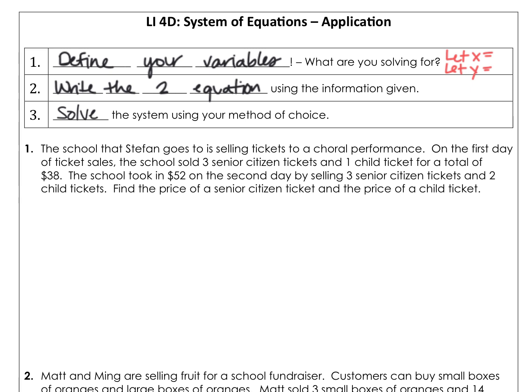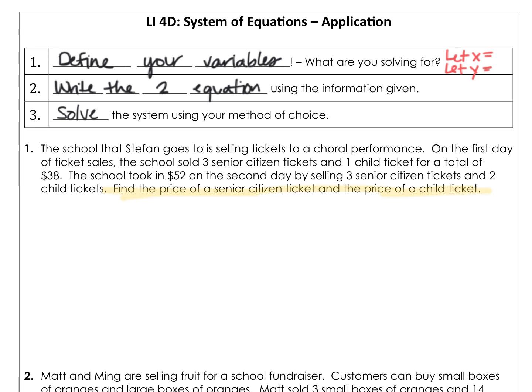Okay, the school that Stefan goes to is selling tickets to a choral performance. On the first day of sales, the school sold 3 senior citizen tickets and 1 child ticket, for a total of $38. The school took in $52 on the second day by selling 3 senior citizen tickets and 2 child tickets. And then this is the part that you need to pay attention to at first. Find the price of a senior citizen ticket and a child ticket.